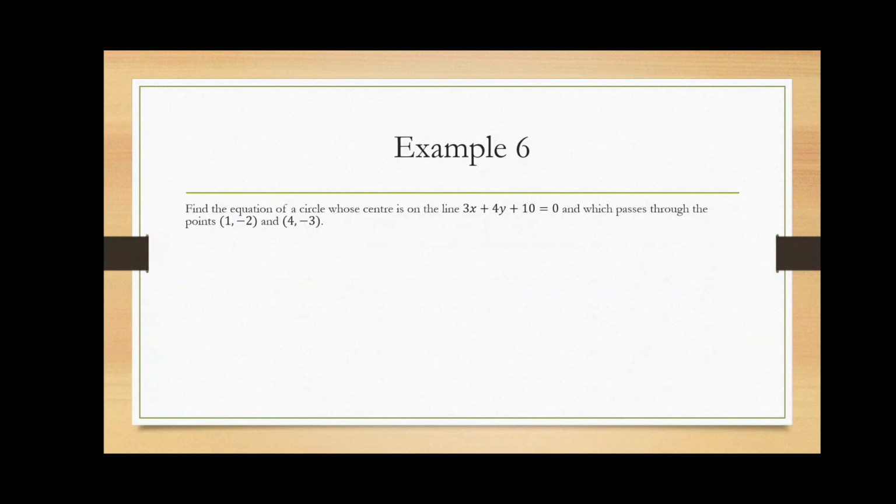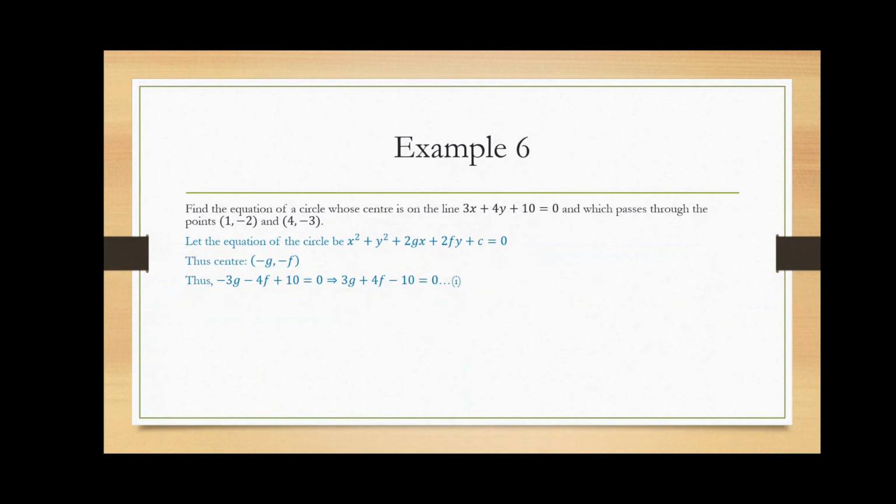So let us consider the equation of the circle in the general form, that is x square plus y square plus 2gx plus 2fy plus c equals 0. From here I know that the center is (-g, -f), right? And it is also told that the center lies on the line 3x plus 4y plus 10 equals 0. So putting -g and -f into this, I get the equation 3g plus 4f minus 10 equals 0, right? Mark it as equation number 1 and let us leave it there.